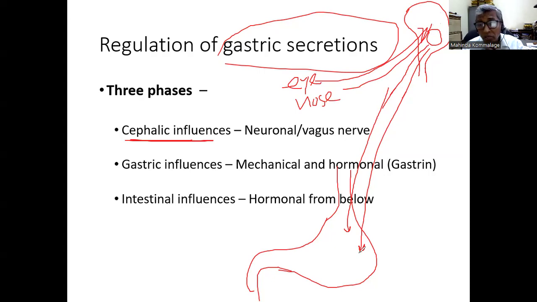So basically, I'm trying to say, when we see the food, when we get the smell, or when we think about the food, this system will operate, this reflex will activate, and through the brain, send impulses to the vagus nerve, which is the main parasympathetic nerve to the stomach, and initiate the secretion. Since it operates through the brain, we call it a cephalic influence. Cephalic basically means related to the brain, right? So it operates through the cephalic, through the brain.